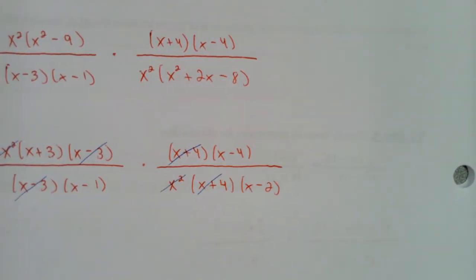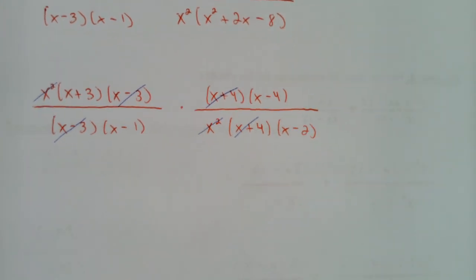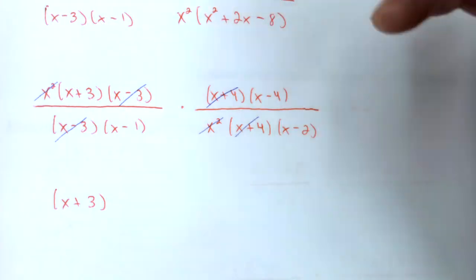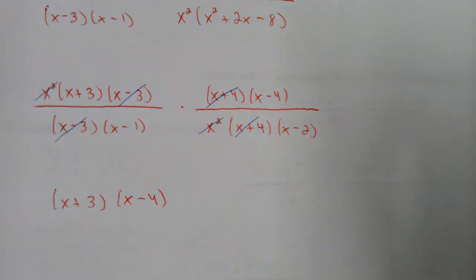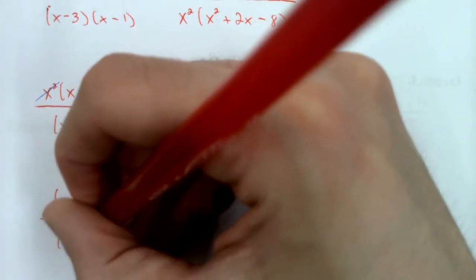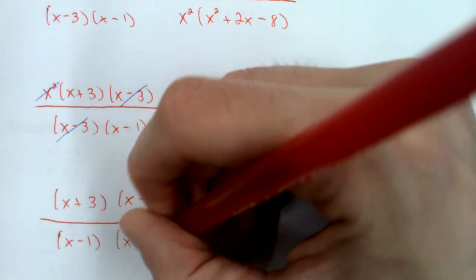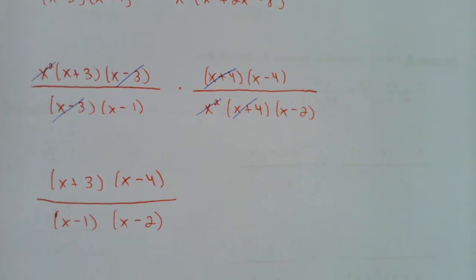And looks like that's it. So we have x plus 3 times x minus 4 over x minus 1 times x minus 2. And now we're going to have to worry about the restrictions, so let's take care of that now.